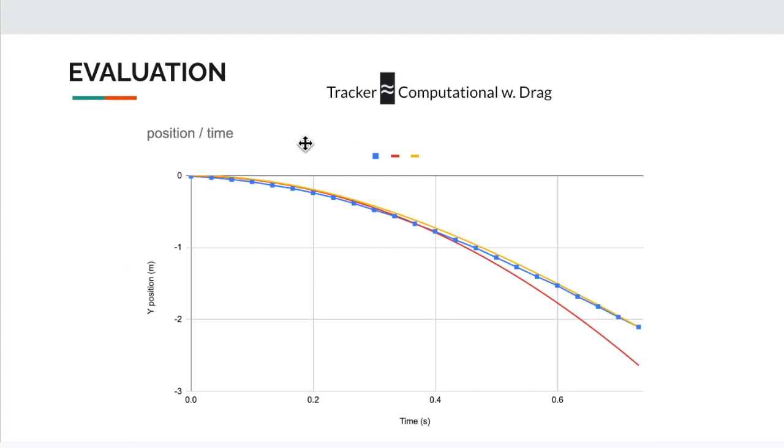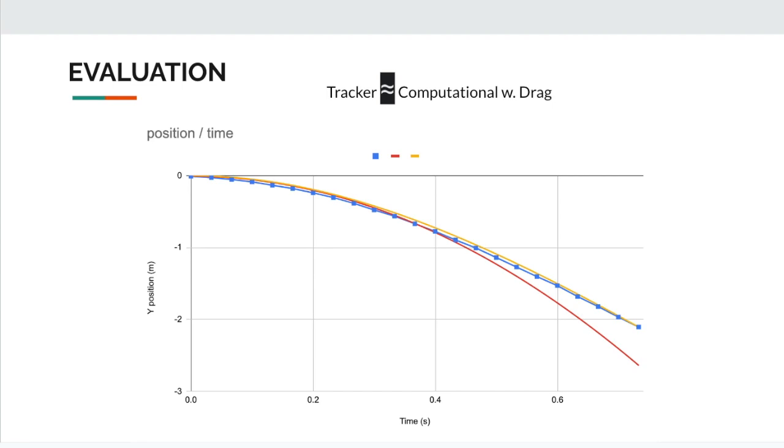Now comparing the three graphs, the blue line shows the computation with the drag force, and the red and orange lines respectively we talked about before. The blue line is more similar to that traced with the Tracker, as you can see. This is because the conditions in the real world are not ideal. There always will be drag, in this case air resistance, and an object cannot accelerate forever like that in the ideal no-drag computational model.